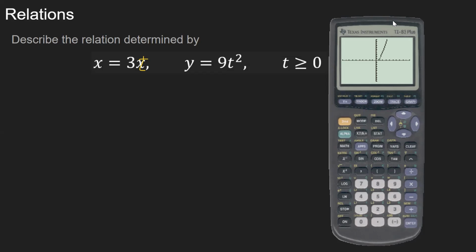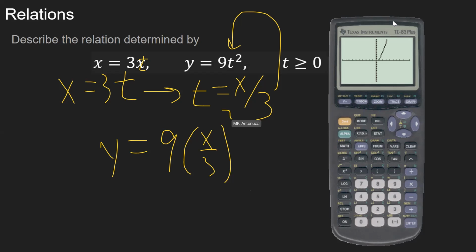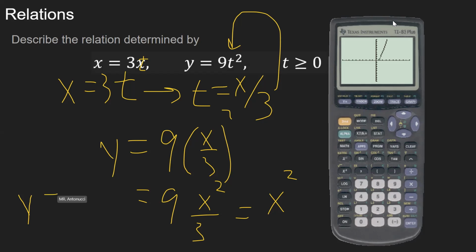Now I'm going to show you this in Desmos, but I do want to show you something real quick. You can solve for the Cartesian equation in some circumstances. If I take my equation x equals 3t, then that means that t equals x over 3. If I substitute that in for t, I would get y equals 9 times x over 3 squared. And if I square that, you have 9 times x squared over 9, which would be x squared. So the corresponding Cartesian equation would be y equals x squared.